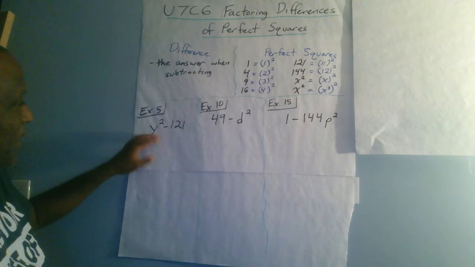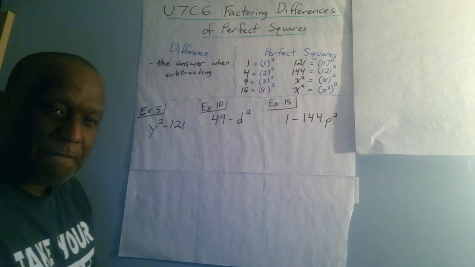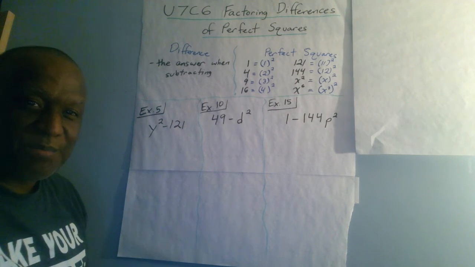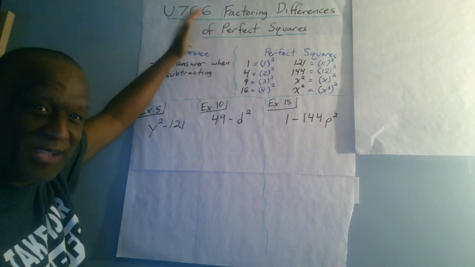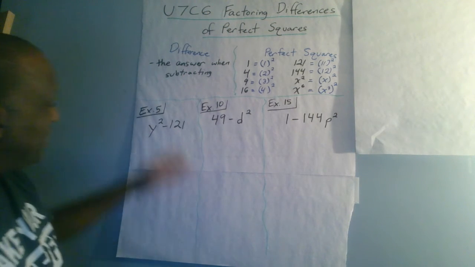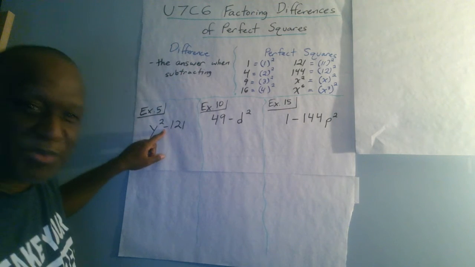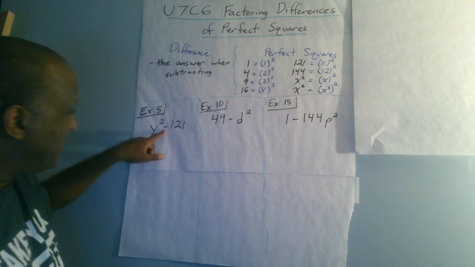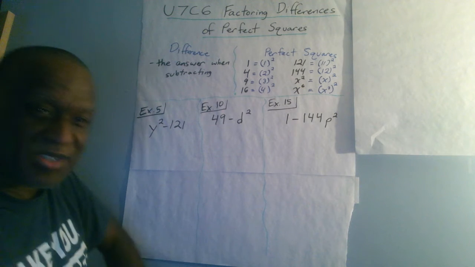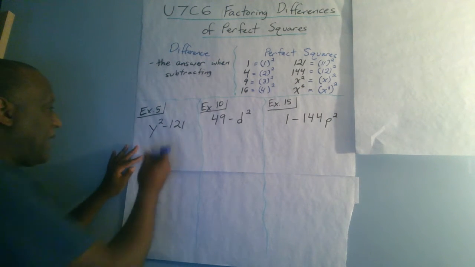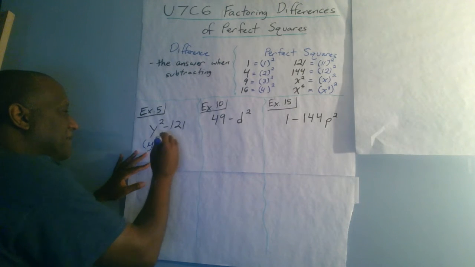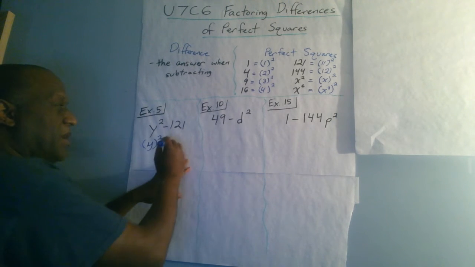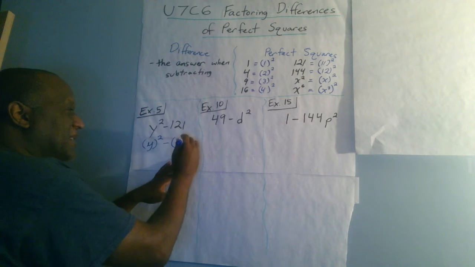y squared minus 121. First, before you use the factoring by perfect square method, make sure that it is a difference of perfect squares. Is it a difference? I see the subtraction sign, so it is a difference. Can I write these guys as something squared? Well, y squared is y squared, and 121 can be written as 11 squared.